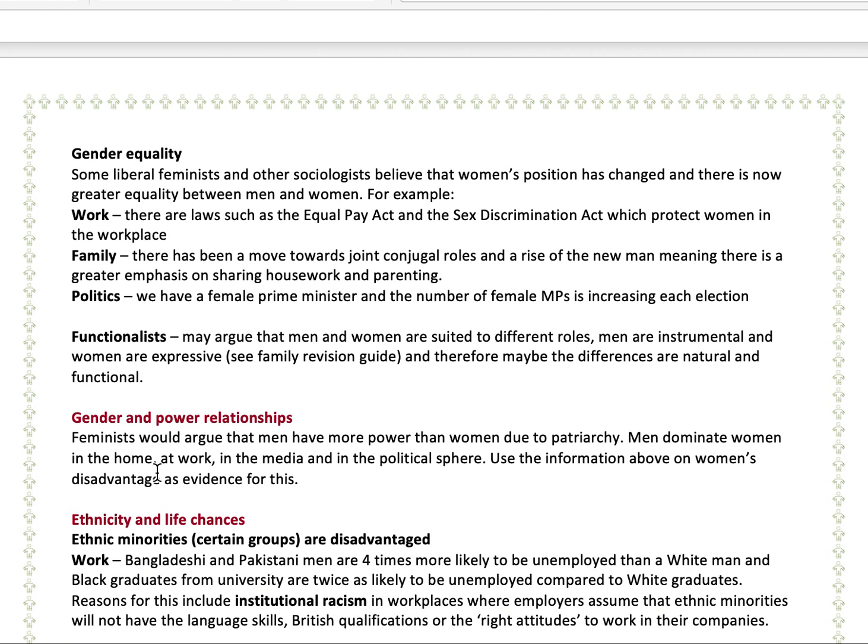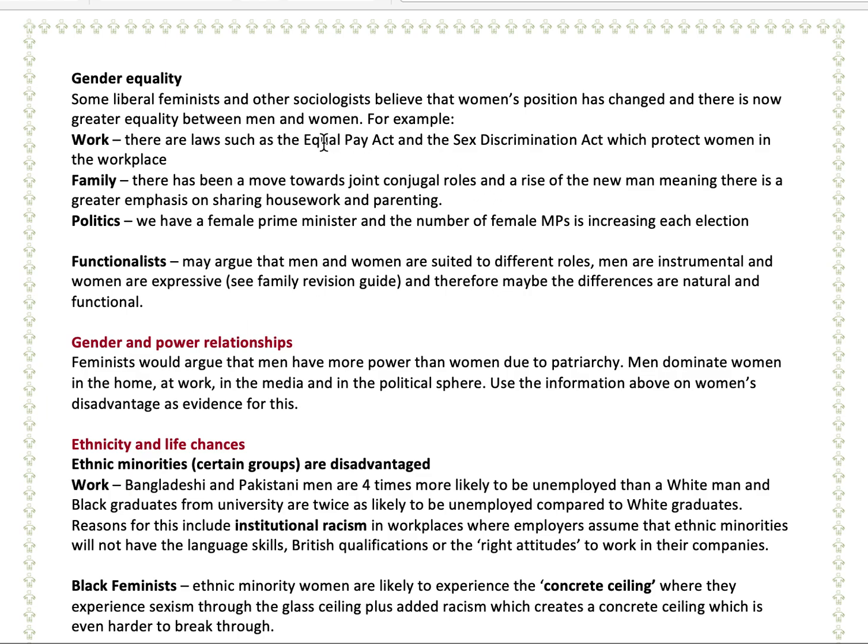Things to help achieve gender equality, so you can refer to things like the Equal Pay Act and the Sex Discrimination Act. Obviously, we've got a shift towards joint conjugal roles and the new man. Oh, we don't have a female prime minister anymore, but we did. We've had two quite recently. The number of female MPs is increasing. You can always say, in the workplace as well, there's positive discrimination, so trying to get more men into primary school teaching, trying to get more women into leadership roles, etc.